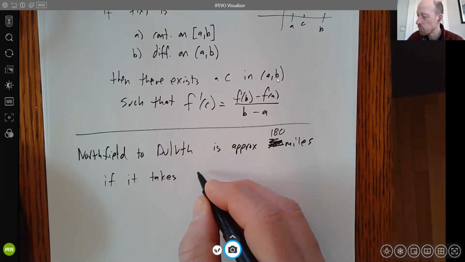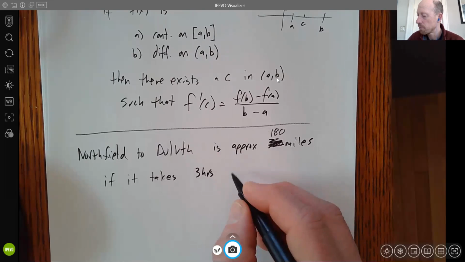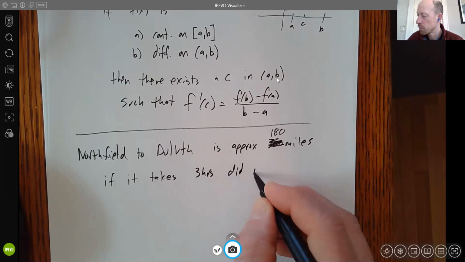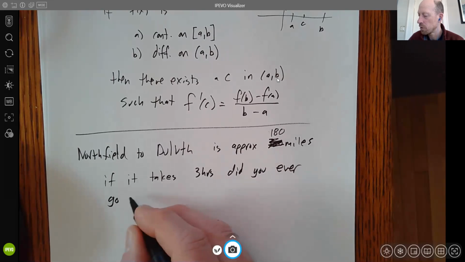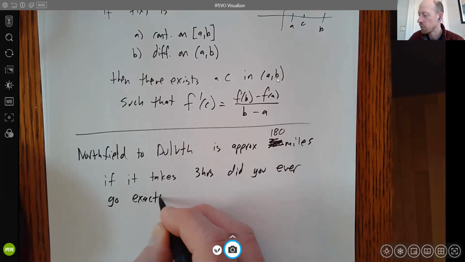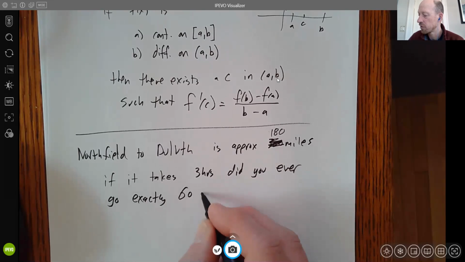If it takes 3 hours, did you ever go exactly 60 miles per hour?